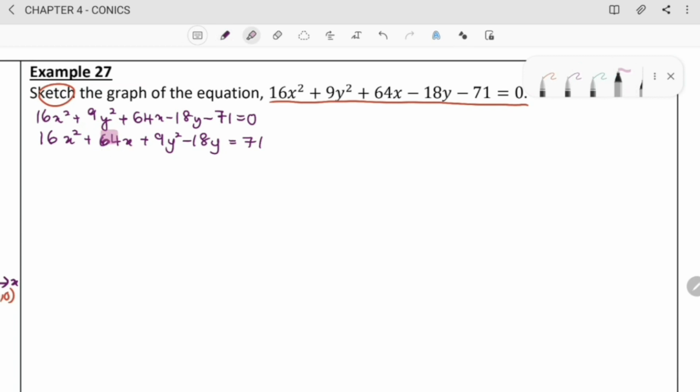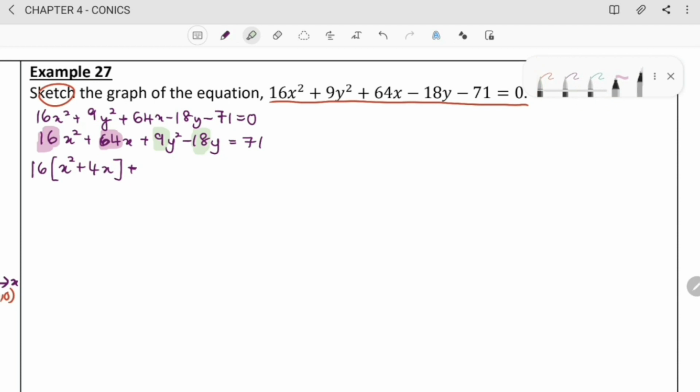Then factorize so that we can have x squared with a coefficient of 1. So basically we are going to factorize the 16, so you will have x squared plus 4x. So x squared has 1 at the front, which is the coefficient, and that's our aim. And then we need to factorize the 9.